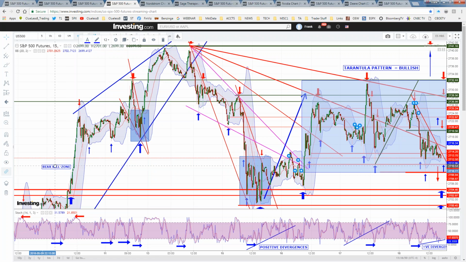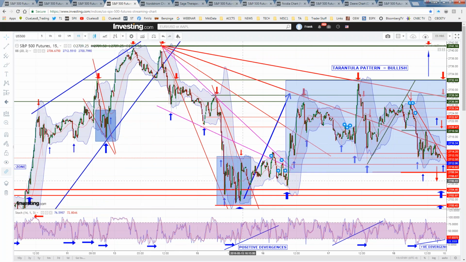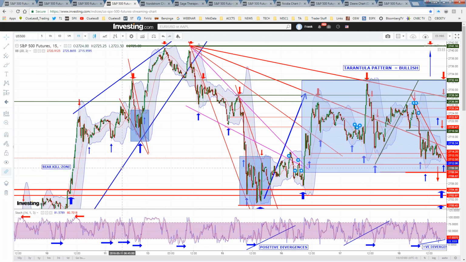I call them bear kill zones because that's where the shorts die. That's a bull kill zone, where these are the intraday flash crashes. And just when you think it's all over, they stop the market. And 2700 is a major support level. Okay? This big fat line here.